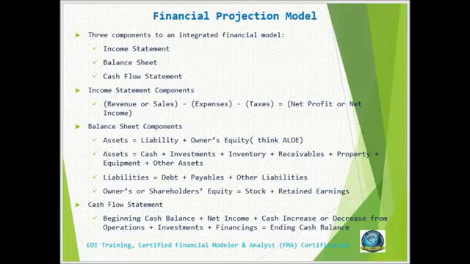A balance sheet basically has assets, liabilities, and owner's equity. And a mnemonic for the balance sheet is ALOE, as in creams and cosmetics that use aloe vera. The A stands for assets, the L for liabilities, and the OE stands for owner's equity.